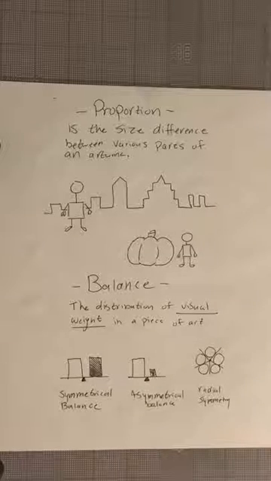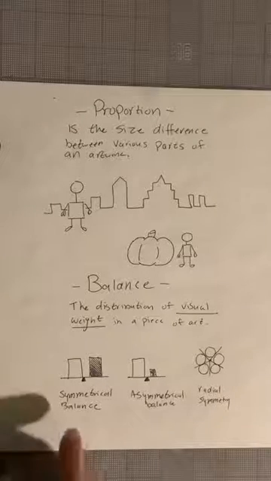So if there was a tree on the left side of a painting and a tree on the right side of the painting, that would be symmetrical balance. But if I had a tree on the left side of the painting and then a short bush on the right side of the painting, then that would be asymmetrical balance. They're not the same. It's not equal.